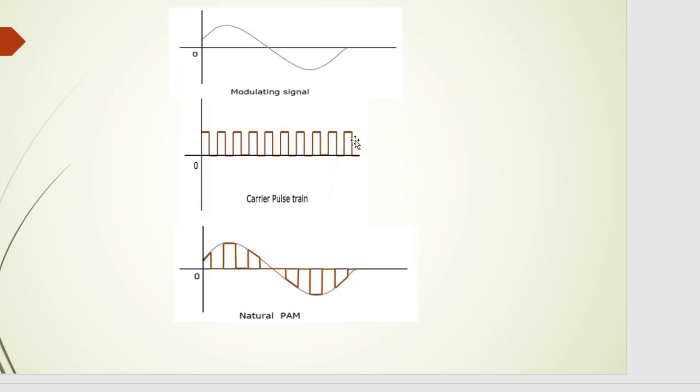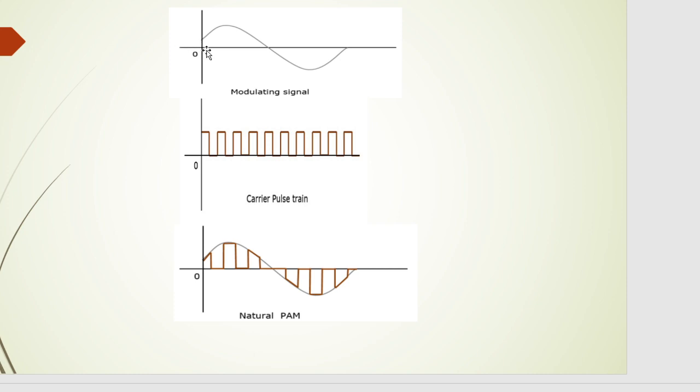So if you represent PAM using a waveform, this is the modulating signal or the message signal. Now we have the carrier pulse train, it is a pulse waveform. Now in natural PAM, the amplitude of these pulses is varied according to the instantaneous amplitude of the message or modulating signal.